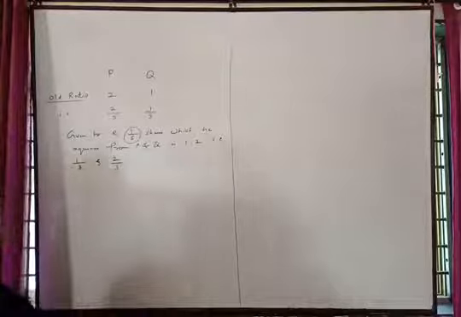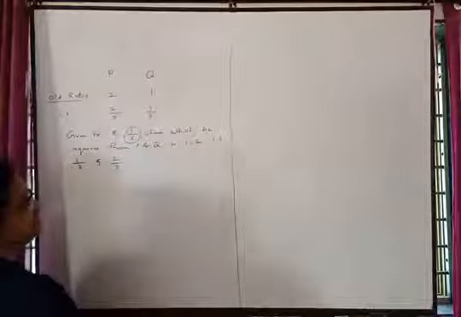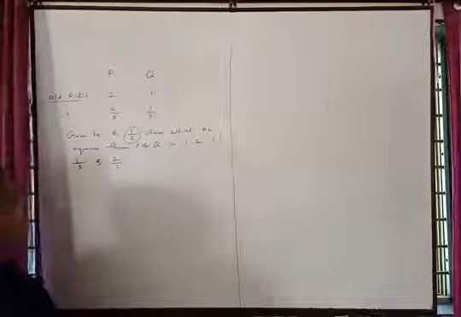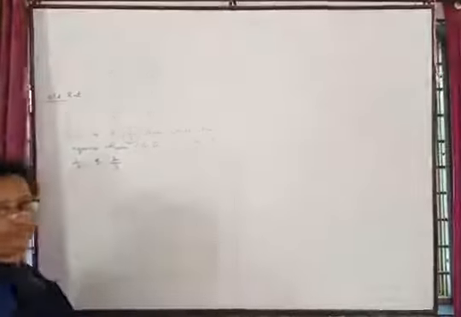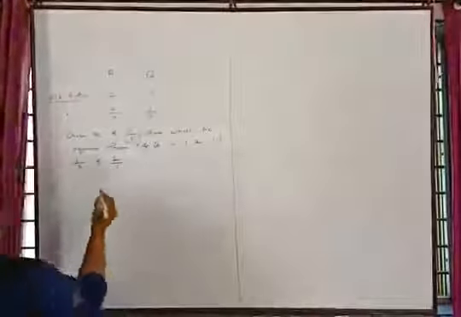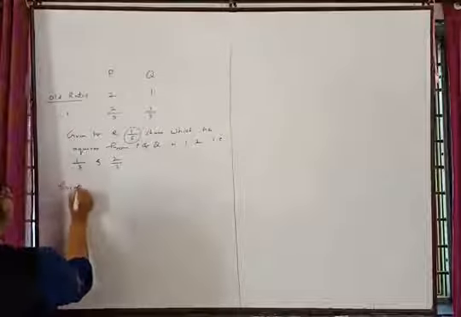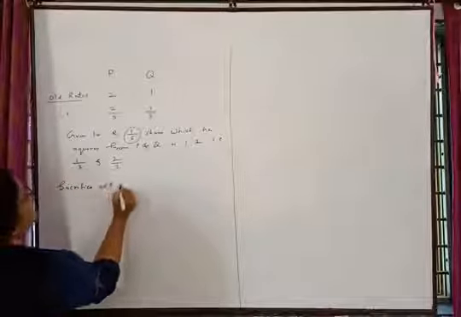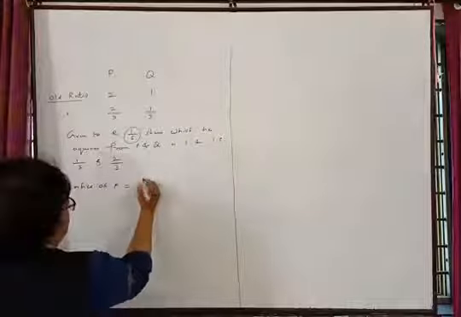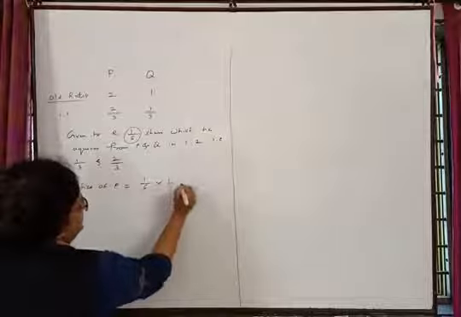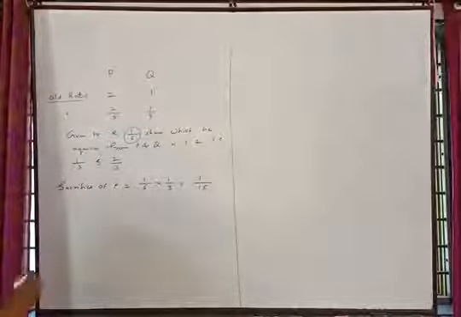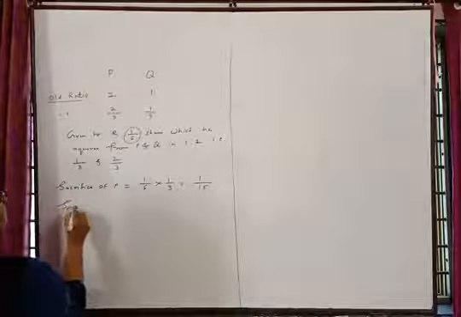It means Mr. R is getting a 1/5 share. From this share, 1/3 will be given by P and 2/3 will be given by Q. So we will calculate P and Q's sacrifice first. First, the sacrifice of P is equal to 1/3 of 1/5. So 1/5 into 1/3 is equal to 1/15. Then we will calculate the sacrifice of Q.